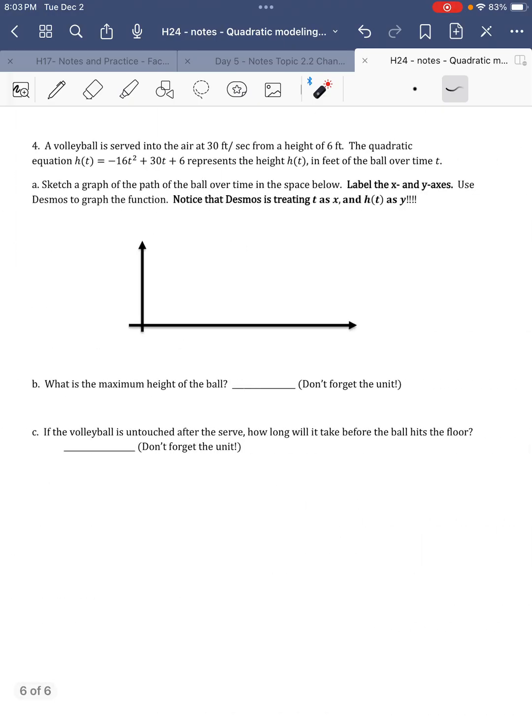And so now you know how to do the very last problem about a volleyball. Pretty much almost the same problem, basically.